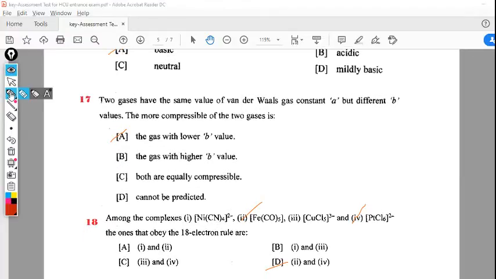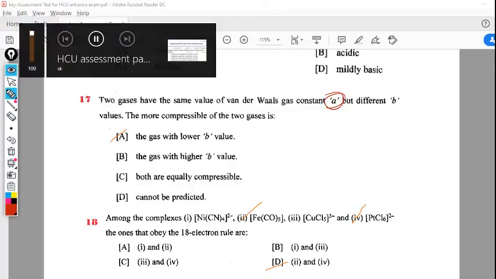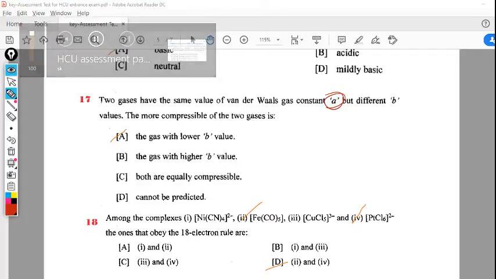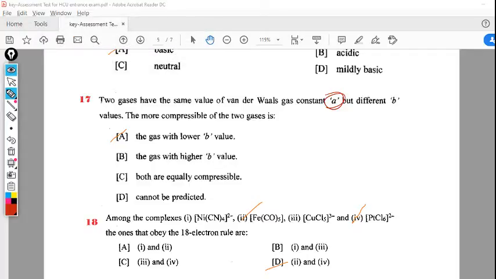Next. A is the attraction forces between the atoms, which is given by the van der Waals constant. Van der Waals constant A is the intermolecular attractions of the gaseous atoms. If the intermolecular attractions increase, the possibility of the gas becoming a liquid increases. Next, B is the volume of the gas, so the size of the molecule. If the size is more, it is going to liquefy easily and vaporize less easily.